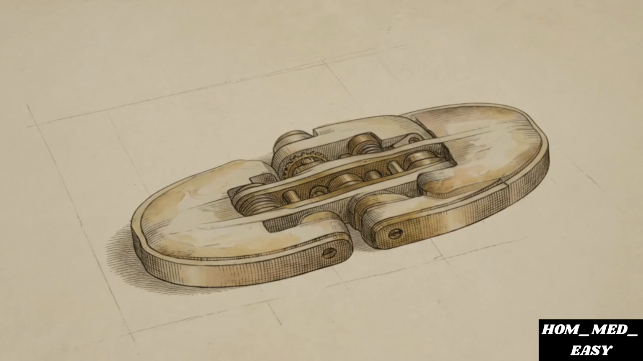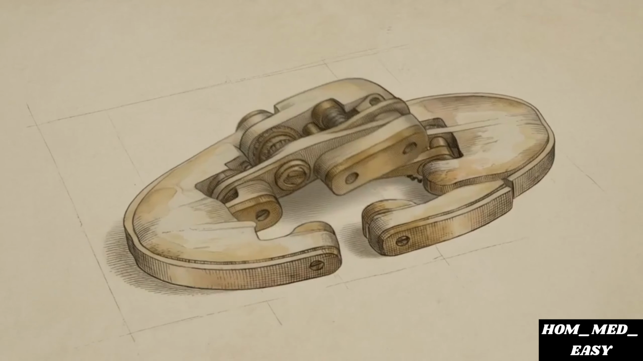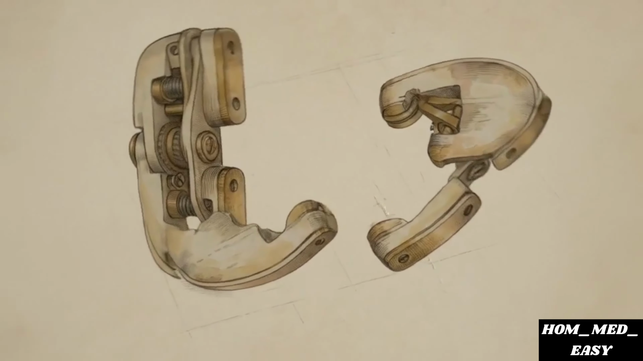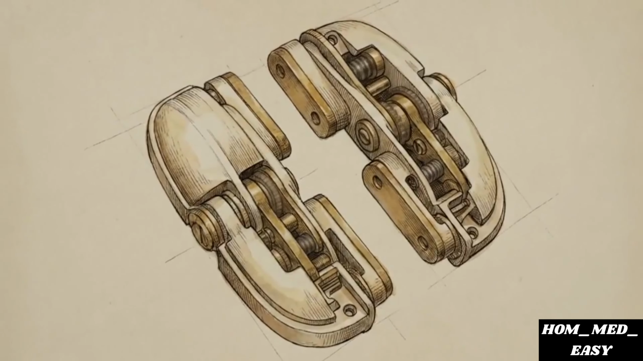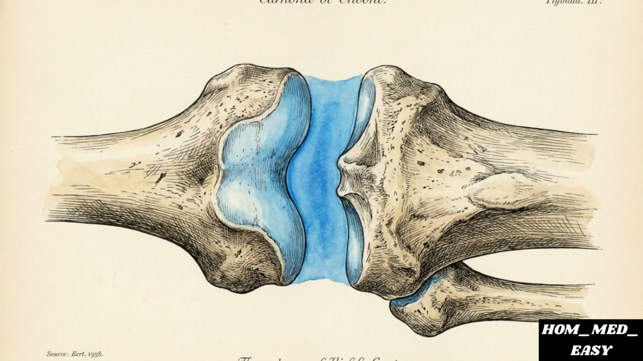To achieve full, unrestricted movement, the skeleton requires a mechanical departure from solid connections. The bones must physically separate to create negative space. This defined negative space is the synovial cavity. Its presence is the defining characteristic of our third and final structural class, synovial joints.